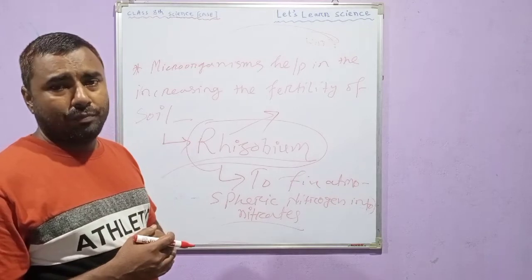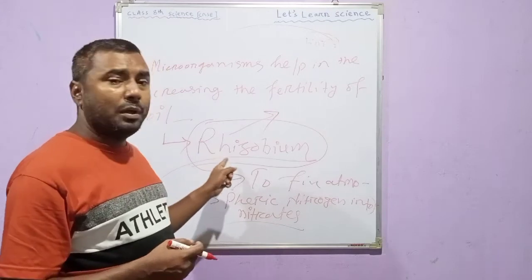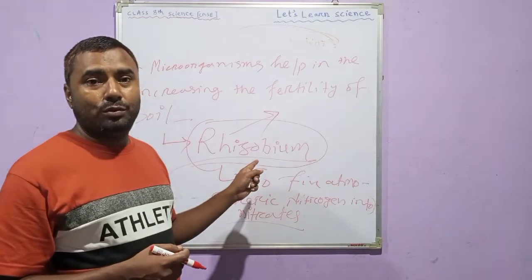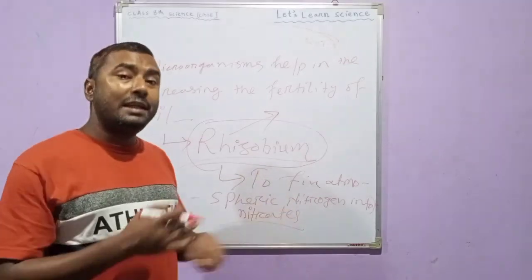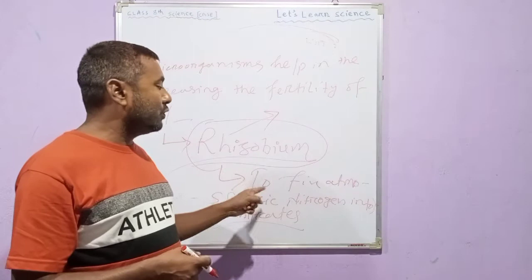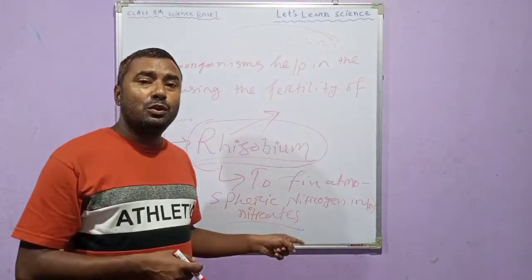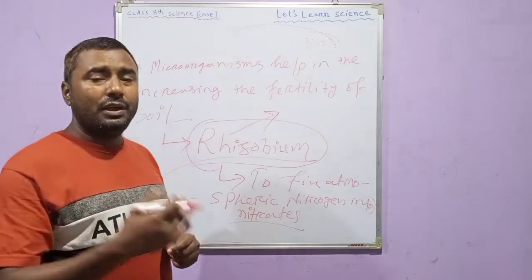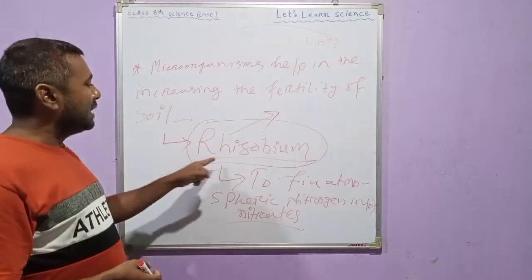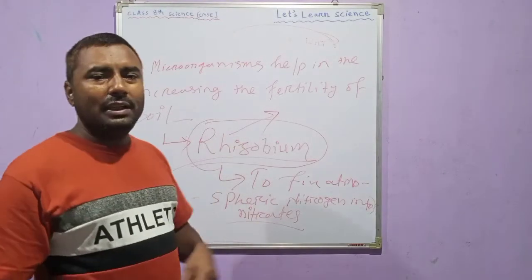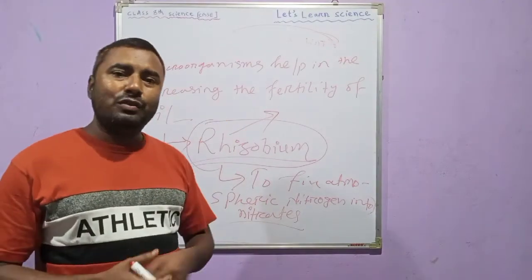So Rhizobium bacteria perform the symbiotic mode of nutrition. Because the legume plant provides the Rhizobium bacteria shelter and food, and in return, the Rhizobium bacteria fix the atmospheric nitrogen into nitrates and help the plants to use that nitrogen for the various life processes. So like this one, there are some microorganisms, that is Rhizobium, that help in increasing the fertility of soil.